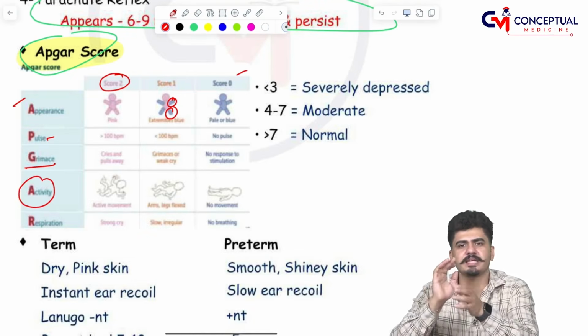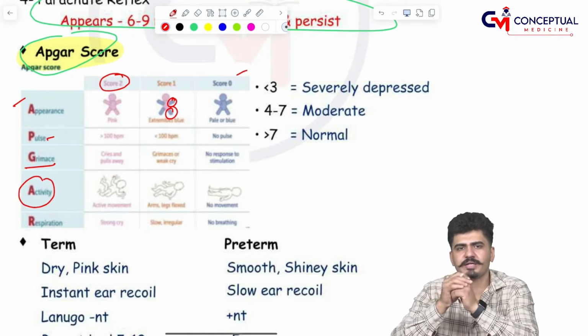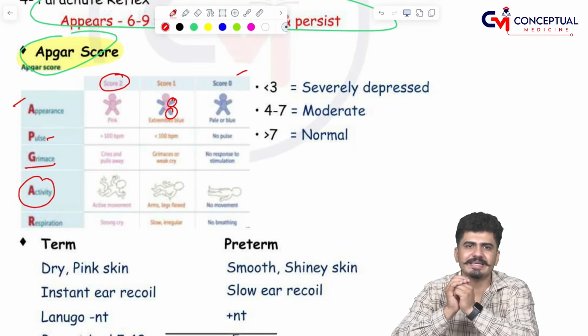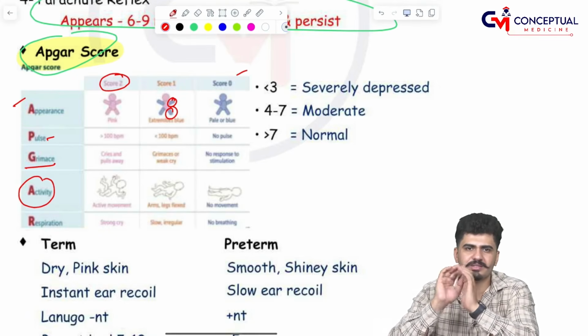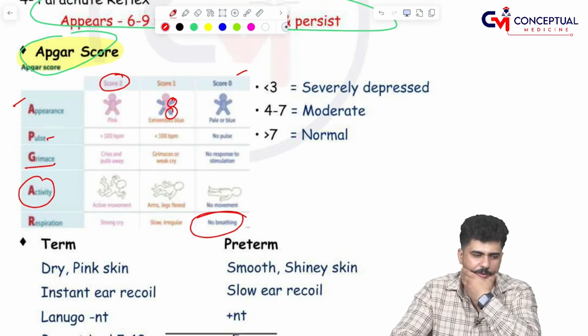Activity: full flexion and extension is there, 2 marks. Weak flexion is there, 1 mark. No activity, 0 marks. Respiratory efforts, sir: if a strong cry is there, give 2 marks. If weak sounds are there, 1 mark. No sound, remember this means no breathing, and you give 0 marks.